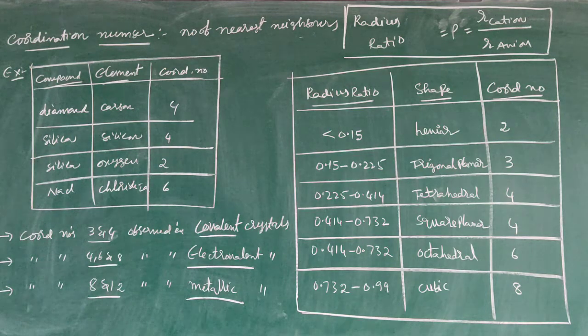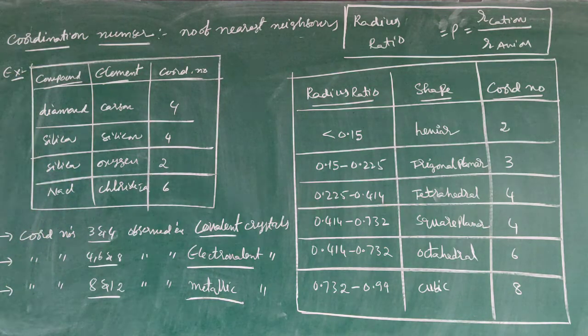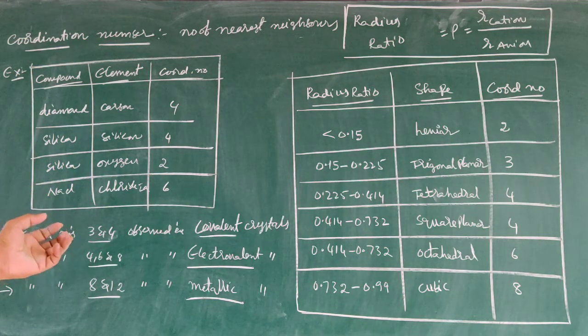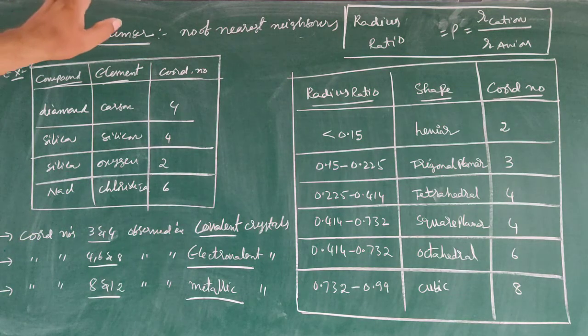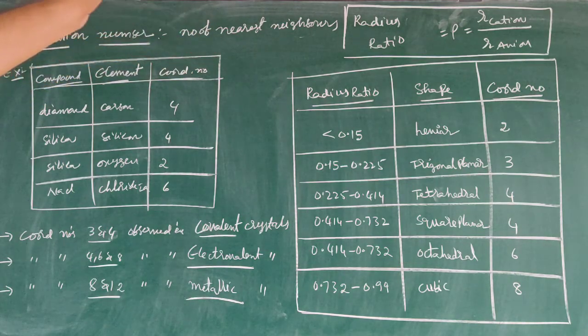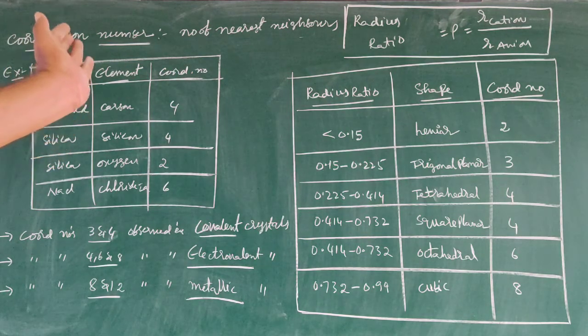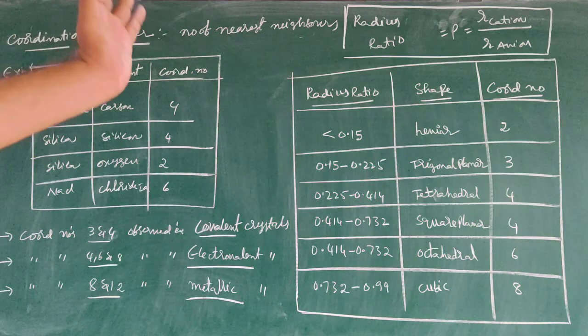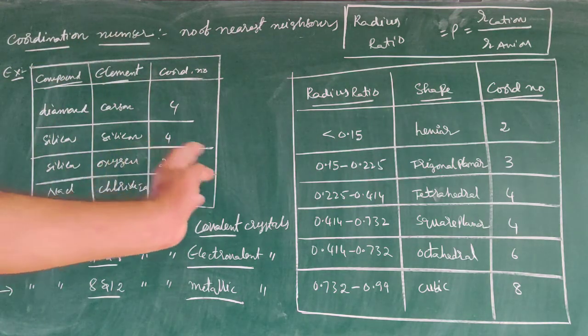And coordination numbers 8 and 12 are present in metallic crystals. So covalent crystals have comparatively lower coordination numbers, whereas metallic crystals have comparatively higher coordination numbers. Next one, radius ratio. That is the ratio between cation radius and anion radius. Generally, the radius ratio can influence the shape of the crystal, and at the same time the coordination number. These three are interrelated.